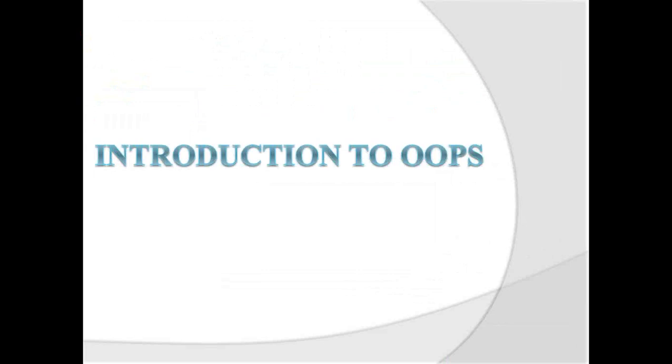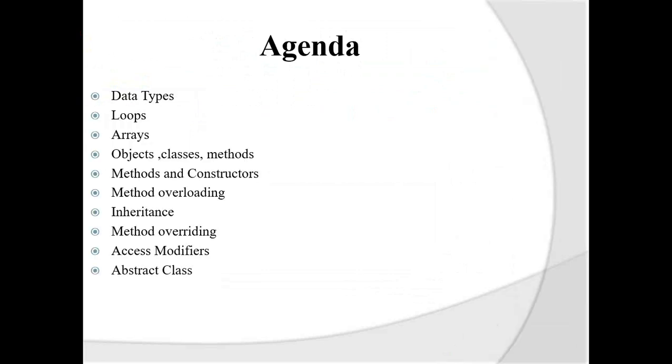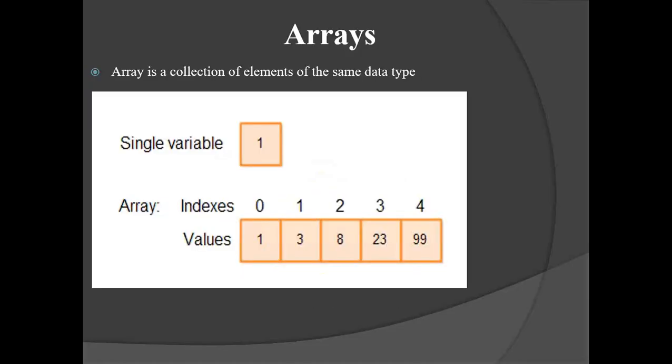Introduction to OOPS, object oriented programming. Your agenda would be data types, loops, arrays, objects, classes, and methods. We have learned about data types and loops, including for loop, while loop, and if conditions. We have also learned about arrays, both one-dimensional and two-dimensional. Now we are starting with objects.